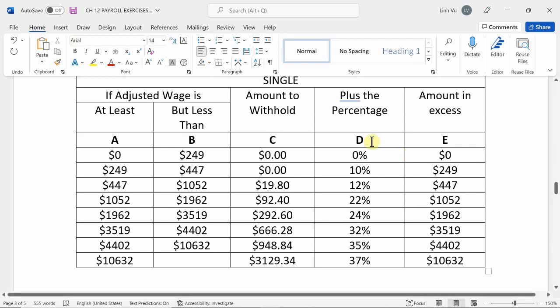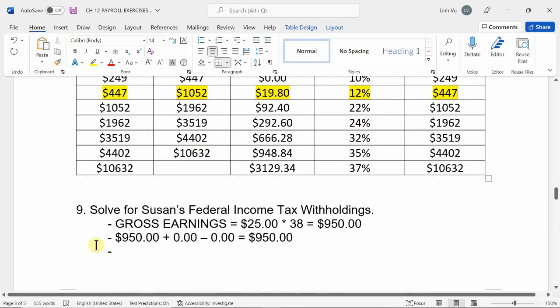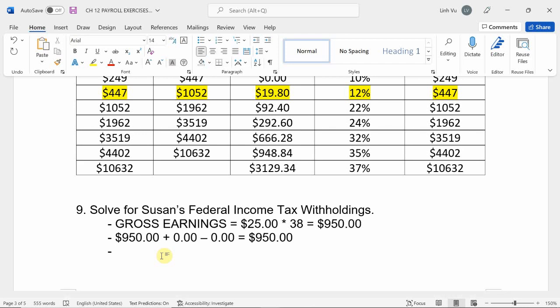So we use the third row, because she's definitely earned more than $447, but less than $1,052. So she's going to be subjected at 12%. How do I calculate this? She has to pay $19.80 for sure, plus the difference of 950 minus 447. That's 503.